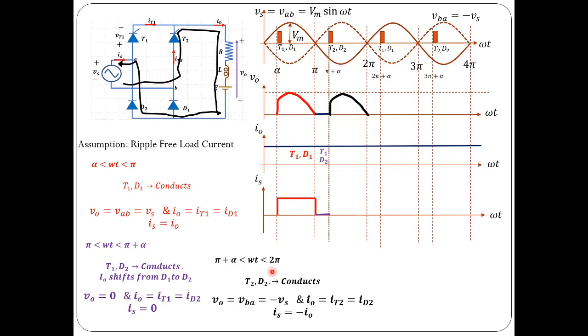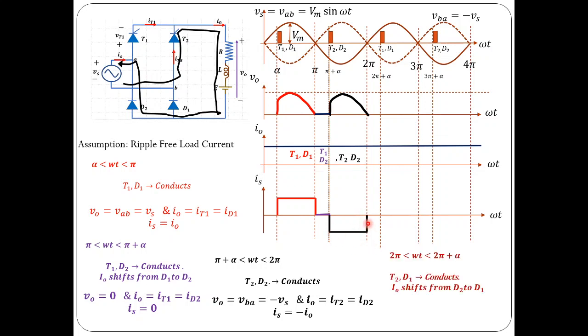So let us indicate that graphically. You can see that during this period V0 is equal to minus Vs. So minus Vs is shown with the dotted lines here. So this is the V0 during omega t ranging from alpha to 2 pi. Now during this period T2 and D2 are conducting, and the source current is equal to minus of this load current, which is what is indicated graphically here.